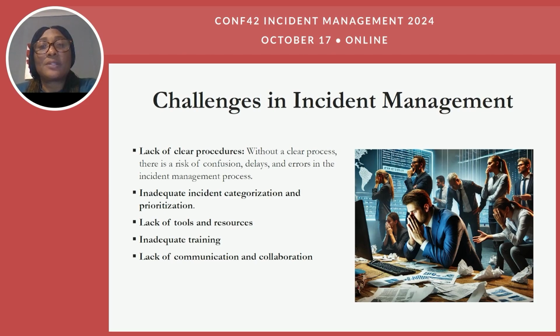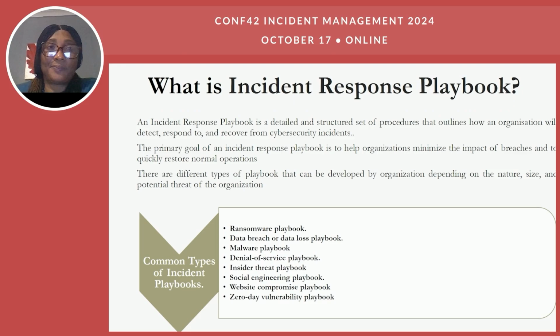Lack of tools and resources. Where there are no tools and resources, it becomes a challenge to effectively manage or quickly respond to the incident. We have inadequate training. Where there is no training, it makes it difficult for the team to effectively jump on the incident when it happens. We have lack of communication and collaboration.